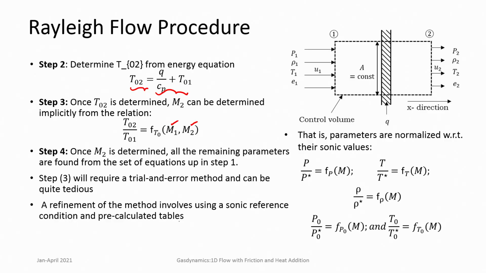When you are considering Rayleigh flow and the Rayleigh curve, the star condition corresponds to the Rayleigh curve. When you are considering Fanno flow, it corresponds to Fanno flow. So this part you have to take care of.